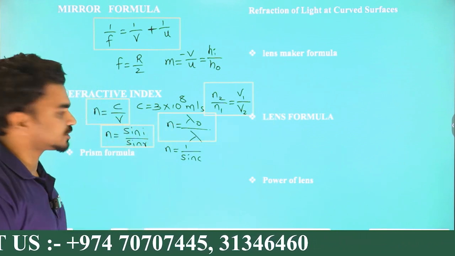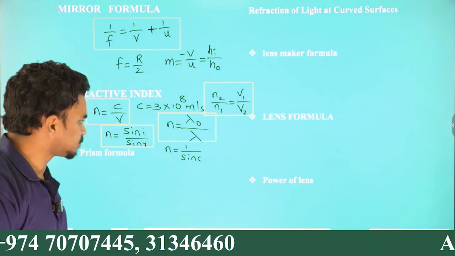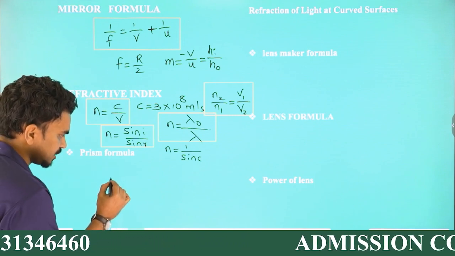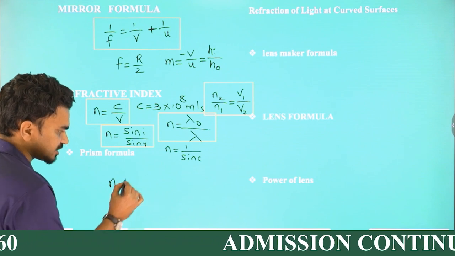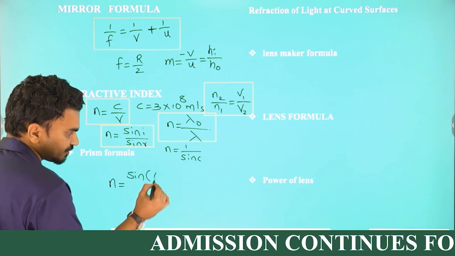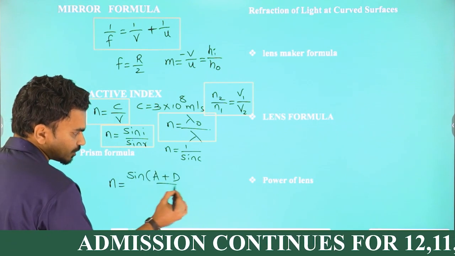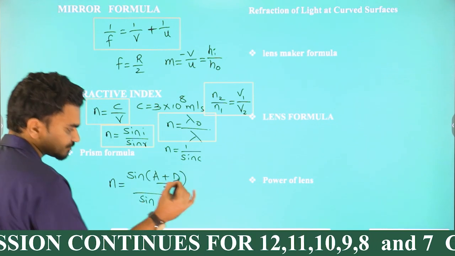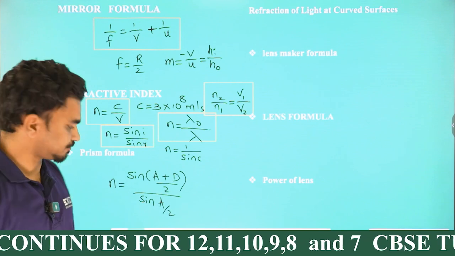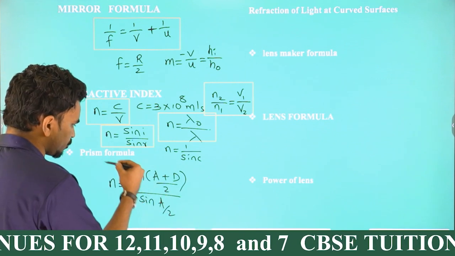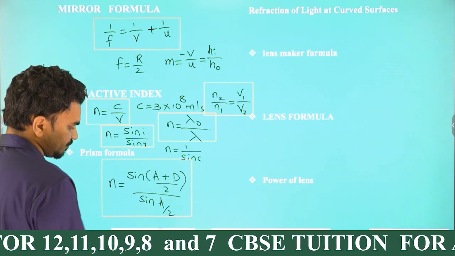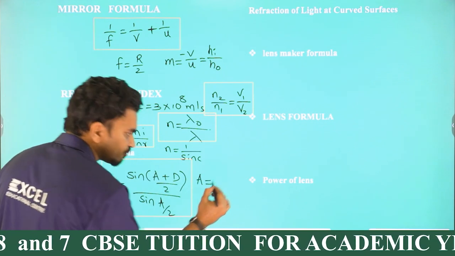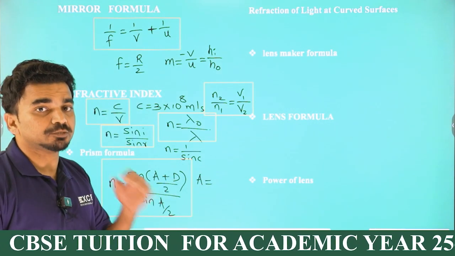Keep all these formulas in your mind: n = 1/sin C. And come back to the prism formula. In the case of a prism, the refractive index can be written as n = sin((A + D)/2) / sin(A/2). This is one of the important formulas, the refractive index of the prism. In a prism, you remember the angle of the prism A, where D is called the angle of minimum deviation.